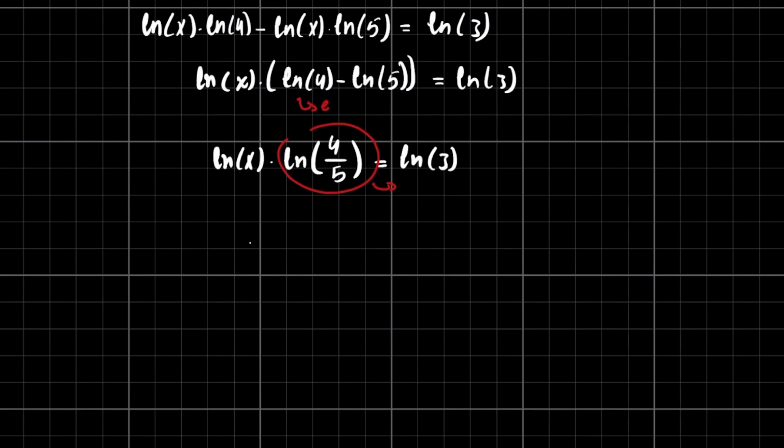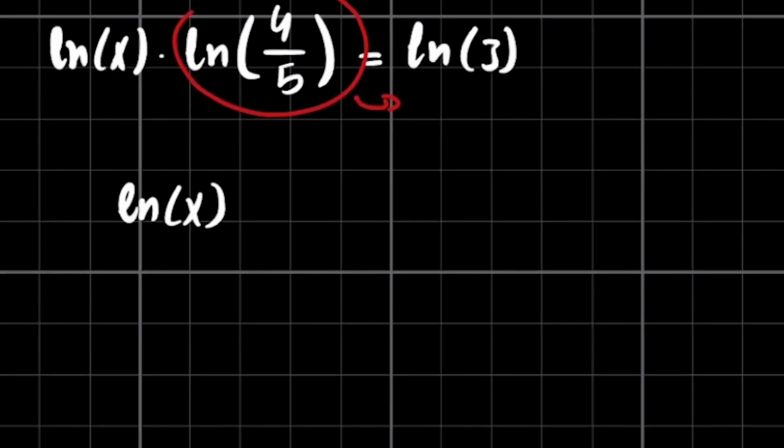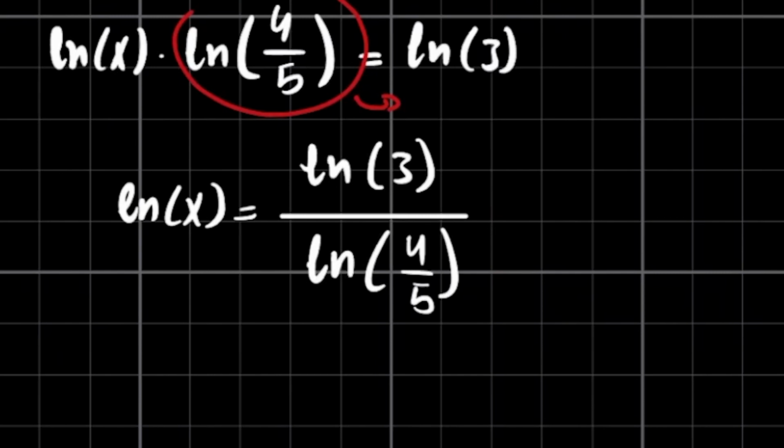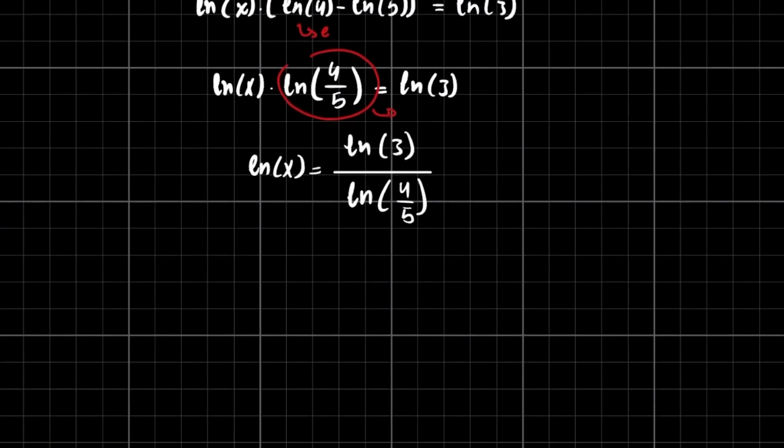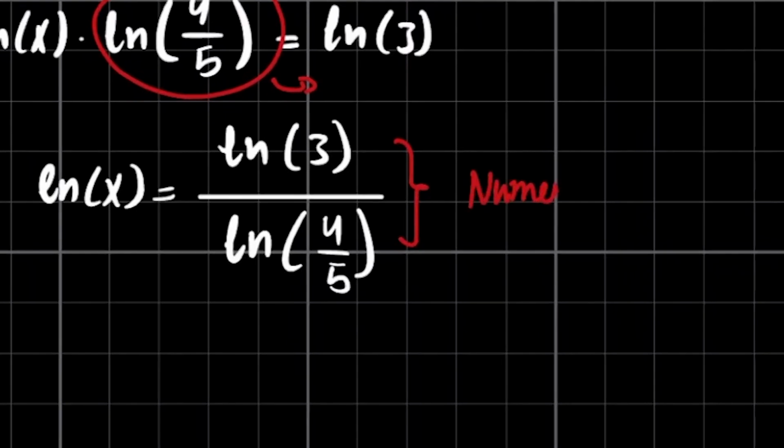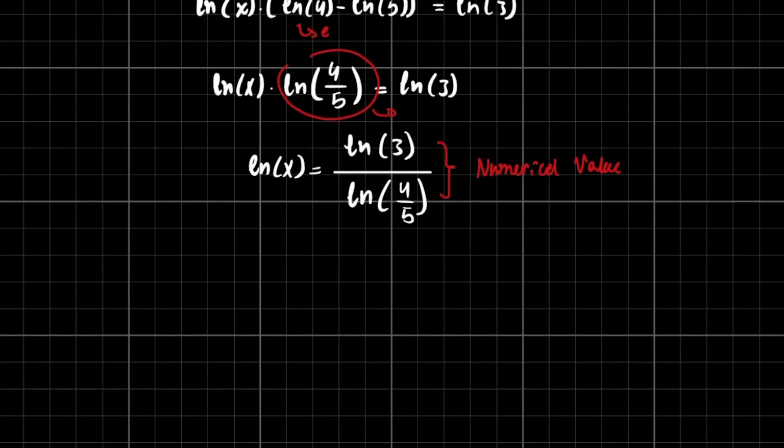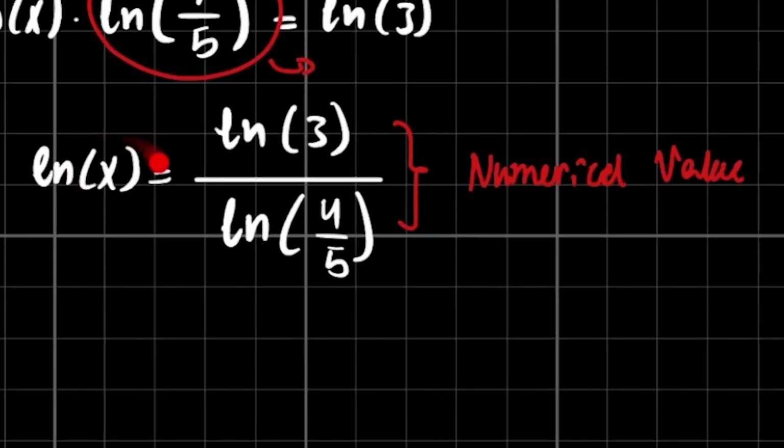So I am going to have ln of x is equal to ln of 3 over ln of 4 over 5. We notice here that all we have on the right side of the equation is just constants, so this has a numerical value. That just means that I can use the calculator easily to solve that. But I'll simplify it further, since in the question they need to find the value of x, not the value of ln of x.